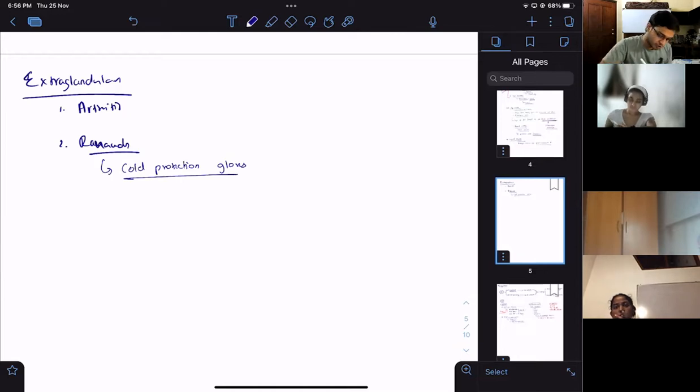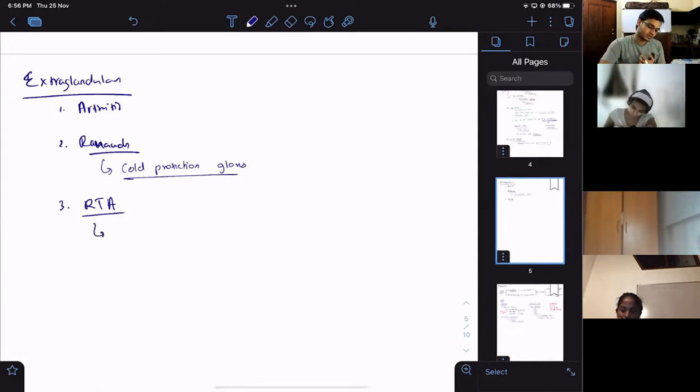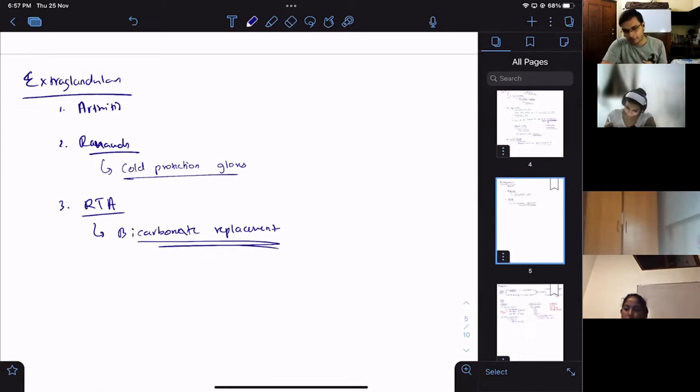Then for renal tubular acidosis, again, you all can go back to your notes. But basically, guys, what is the treatment protocol here? Bicarbonate replacement. Sodium bicarbonate usually. We can give them orally to take.